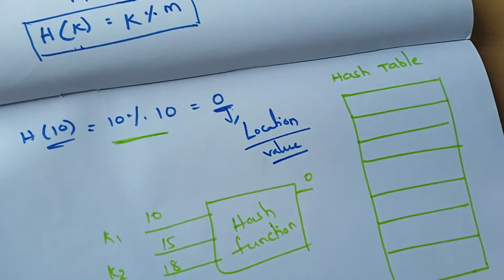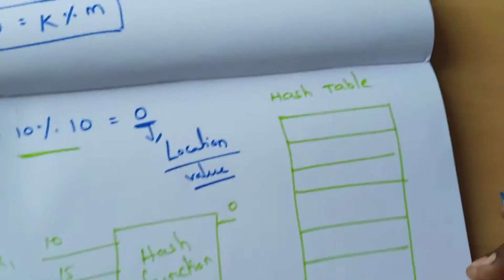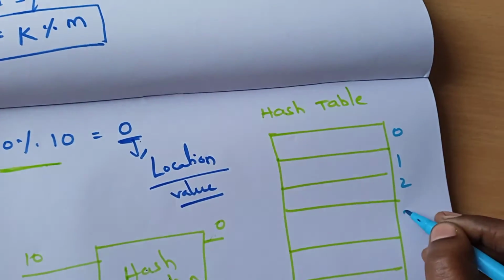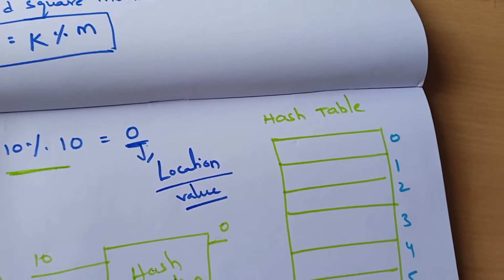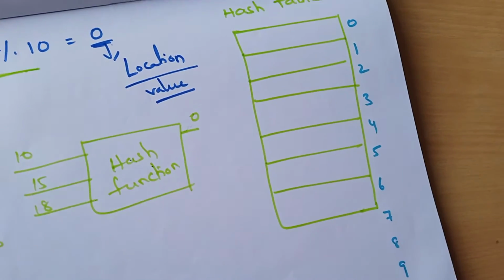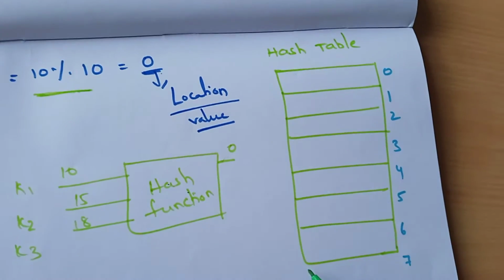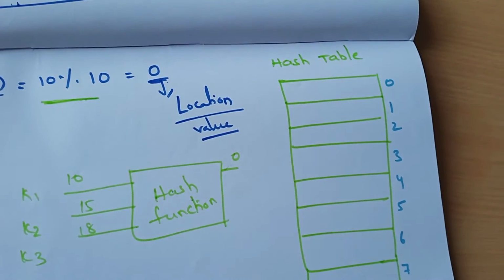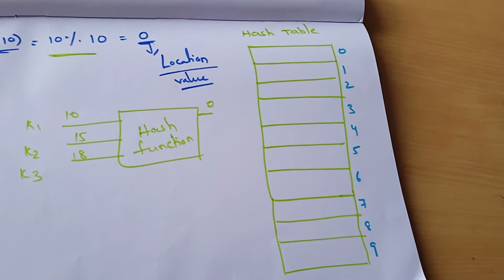Now let's give numbering to this hash table. The maximum size is 10, so the numbering is 0, 1, 2, 3, 4, 5, 6, 7, 8, 9. As I have started from 0, I should end at 9. Now this is my hash table.